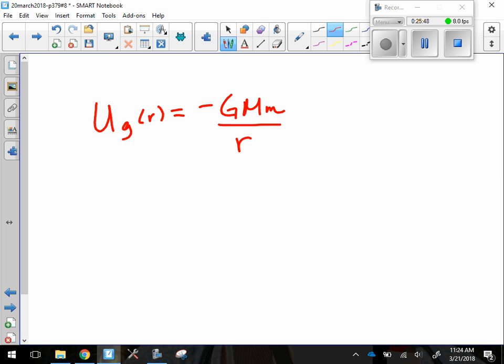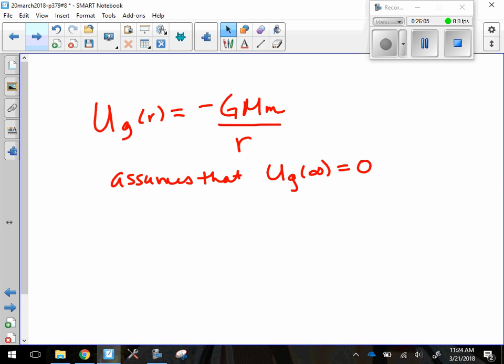This also changes the point where gravitational potential energy is equal to 0 because this assumes that U_G of infinity is equal to 0. Which actually makes sense. If those two particles are infinitely far apart, they're not going to be interacting with each other at all because they are infinitely far apart.